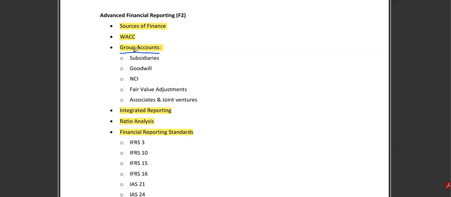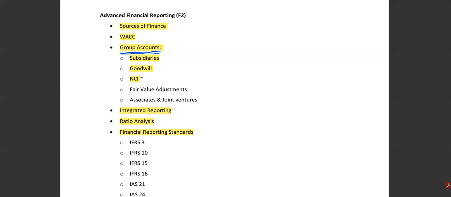And as you can see, in group accounts, there are numerous aspects that can be tested. So we will, of course, be discussing how subsidiaries are accounted and, of course, a little bit on goodwill calculation as well as non-controlling interest. But please remember, these topics, for instance, goodwill can be separately examined in the examination. So just be prepared. But today's discussion will focus on providing you with an overview.